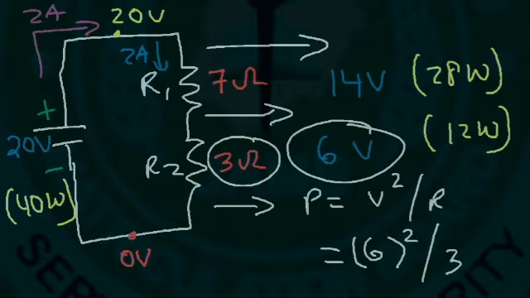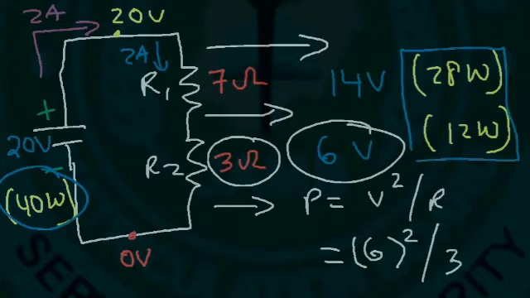So notice that the power delivered by the battery is equal to the total power absorbed by the 2 resistors. The energy must be conserved in this circuit. The amount of energy that the battery puts into the circuit should equal the amount of energy that the resistors absorb from the circuit.